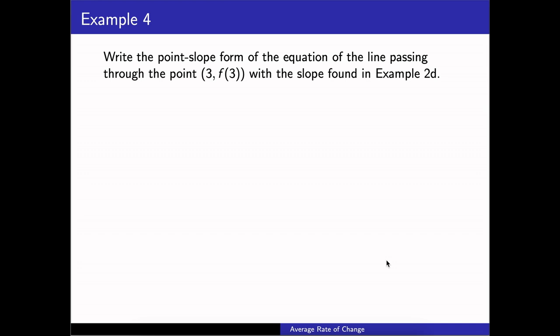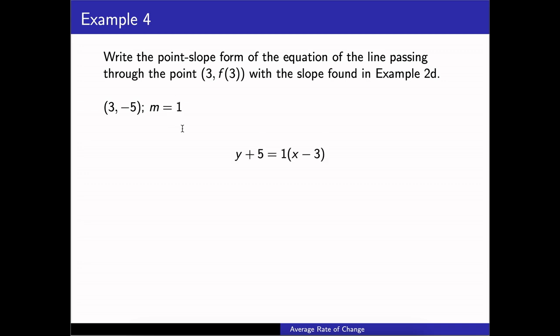All right, so for example 4, we want to write the point-slope form of the equation of the line that passes through the point 3, f of 3, or 3, negative 5, with the slope that we found in our answer in example 2d. So if you recall from that, we found that slope to be 1. Those values 1.01, 1.001, etc. As the x-coordinates got closer, those slope values, when we found the average rate of change, got closer and closer to 1.